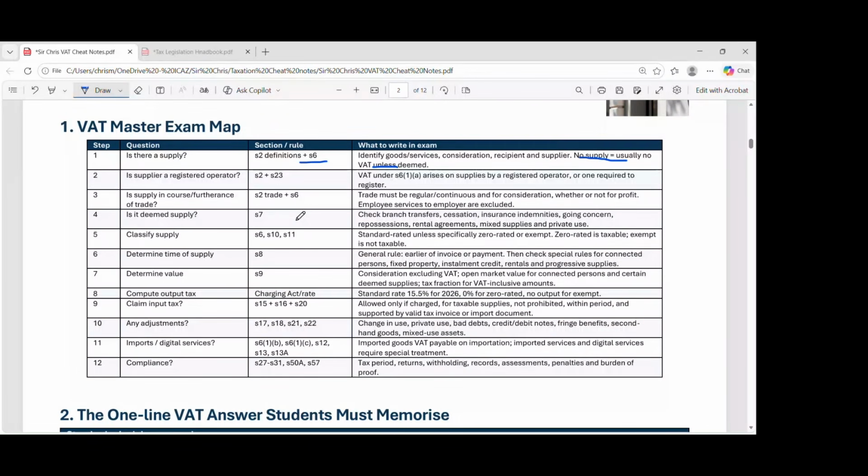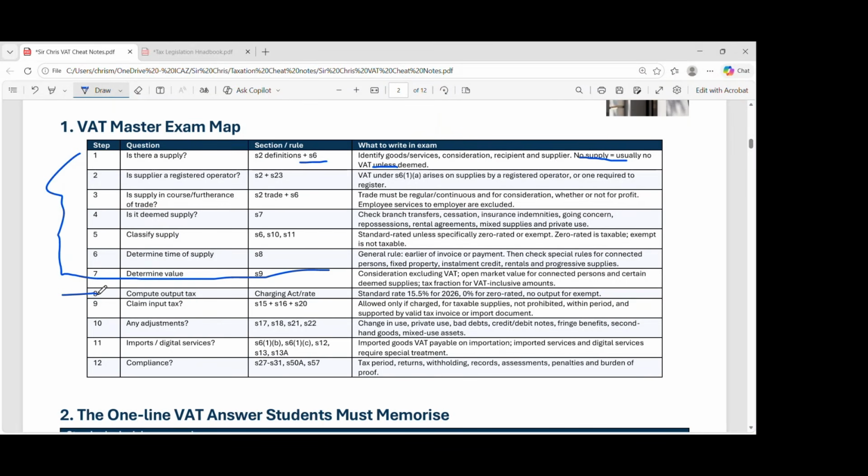Then classify your supply. Is it standard rated? So it's standard rated unless, that's what I was explaining, it's your section 10 or your section 11, isn't it? Determine the time of supply, which is my section 8. Determine value. So your solution should follow this. Is it making sense to you? Then compute your output tax. That's the mind map I was explaining.